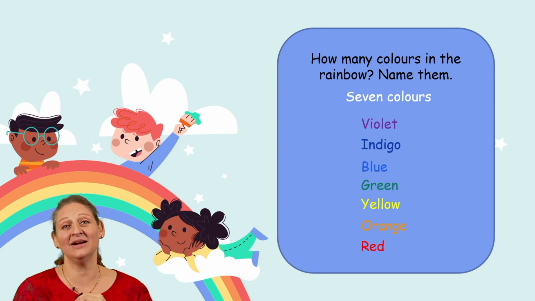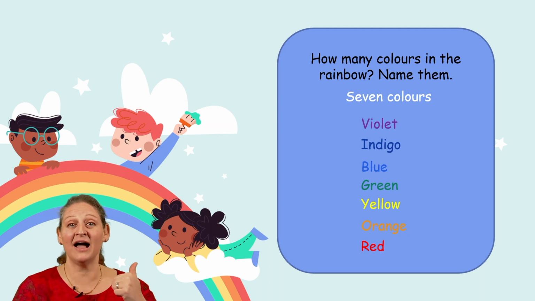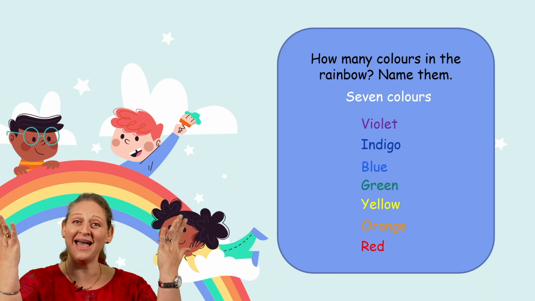I can sing a rainbow. I can sing a rainbow. Violet, indigo, blue, green, yellow, orange, red.